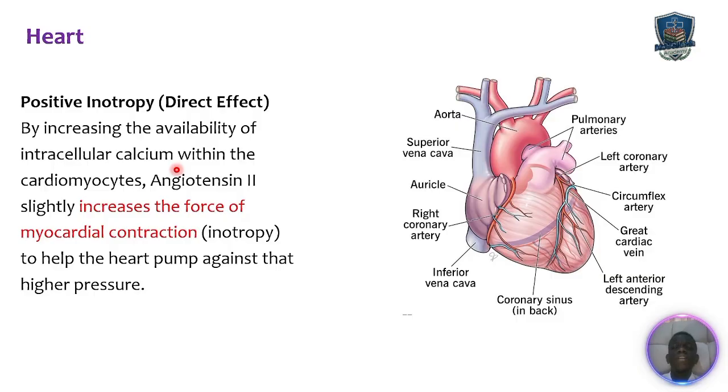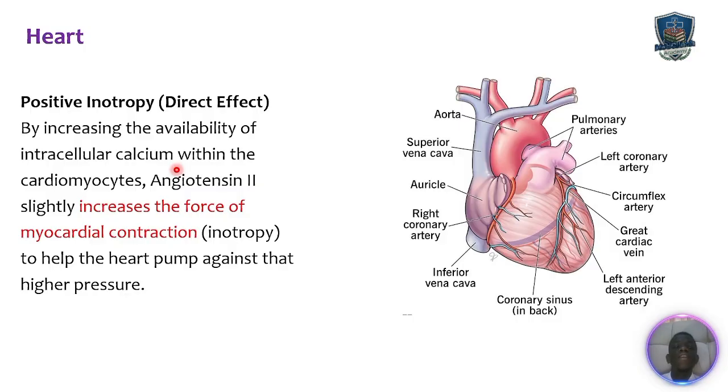Another thing that I want you to go and look at: study a drug called digoxin. It's a very special drug in that it has a positive inotropic effect, but it also has a negative chronotropic effect. That is something we're going to look at later, the cardiac glycosides. But for today, let us just focus on the impact of angiotensin II on the heart, and that is that it has a positive inotropic effect.